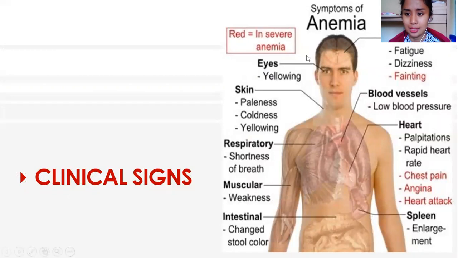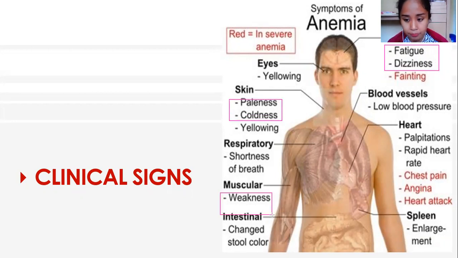So, clinical signs, class. Please remember these clinical signs. This will be common in almost all of them. The ones I point out and annotate are common to all anemias. Automatically, for example, fatigue and dizziness are found in anemia. What else? Paleness, coldness, since we have low red blood cells, and muscular weakness. In the starting development of your anemia, that's probably it for now.